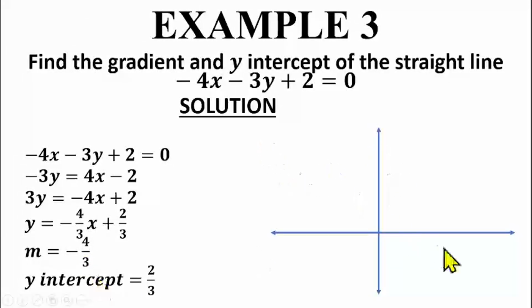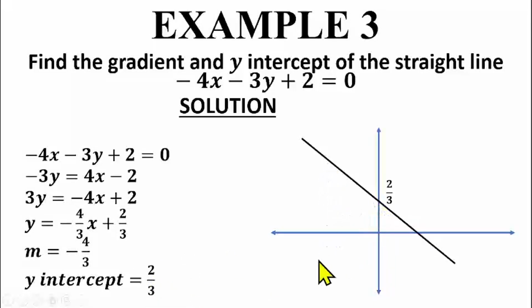It's going to go like this, and then it's going to pass through 2/3 on the y-axis. So it's going to pass through somewhere here, 2/3. So let's assume that this is 2/3. Then our straight line will pass through that point. So it's going to go like this. Why is it like this? Because our gradient is a negative gradient. So this one gives us a negative gradient, and it is passing through 2/3 on the y-axis.